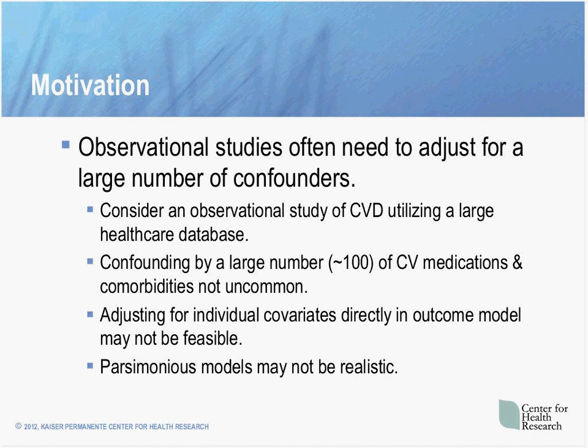So to motivate today's talk, in the setting of observational studies, we need to adjust for a very large number of confounders. A common situation I find is an observational study looking at cardiovascular disease using an electronic healthcare database, where you can access a particularly large number of medications or comorbidities. You could adjust for these individually, but sometimes that may not be feasible, or trying to pare it down to a more parsimonious model may not be the most realistic approach. So we need to consider options.